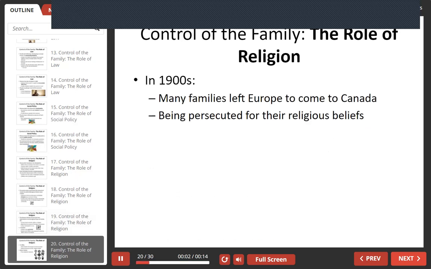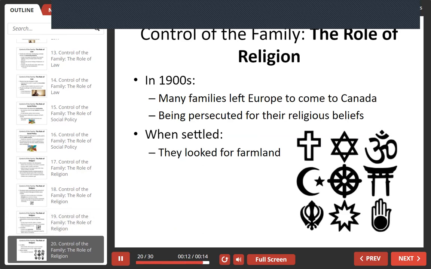In the 1900s, many families left Europe to come to Canada, because they were being persecuted for their religious beliefs. And when they settled, they looked for farmland.